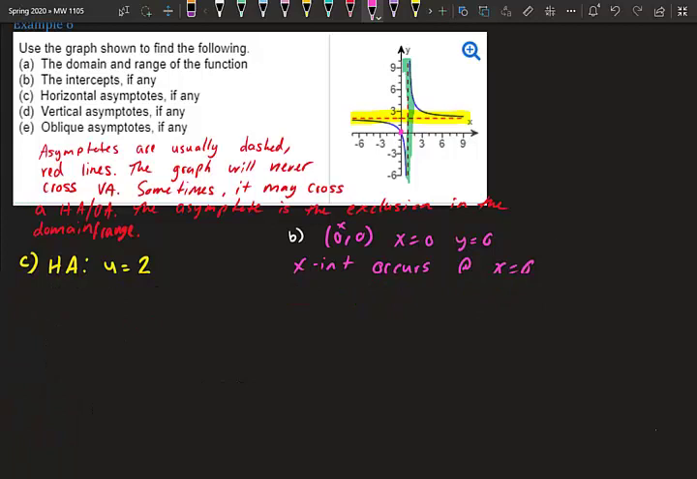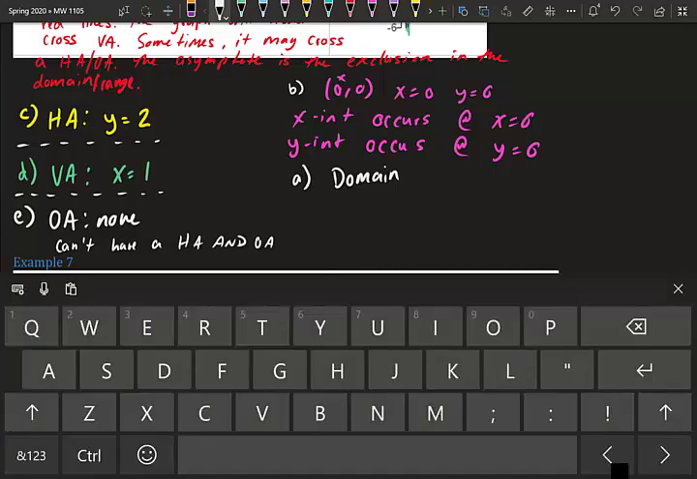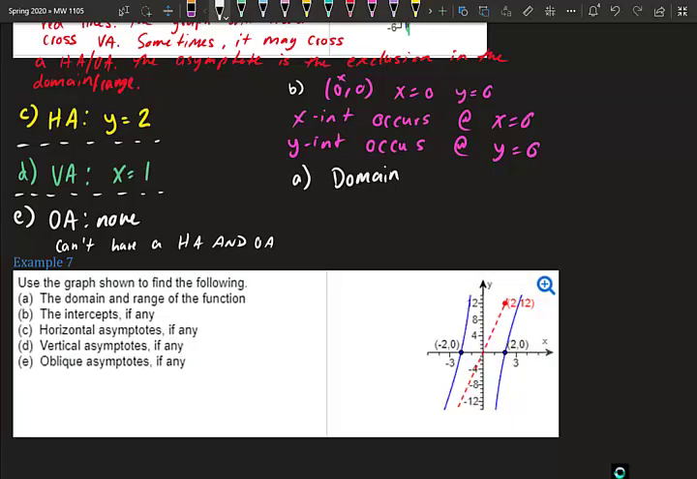Now let's find our domain and range. So our domain, remember, that's the vertical asymptote. We have our vertical asymptote, it's x equals 1. So that means it's never going to be 1. So that means our domain is x such that x can never be 1, or if you want to write it in interval notation, negative infinity to 1, union 1 to infinity.